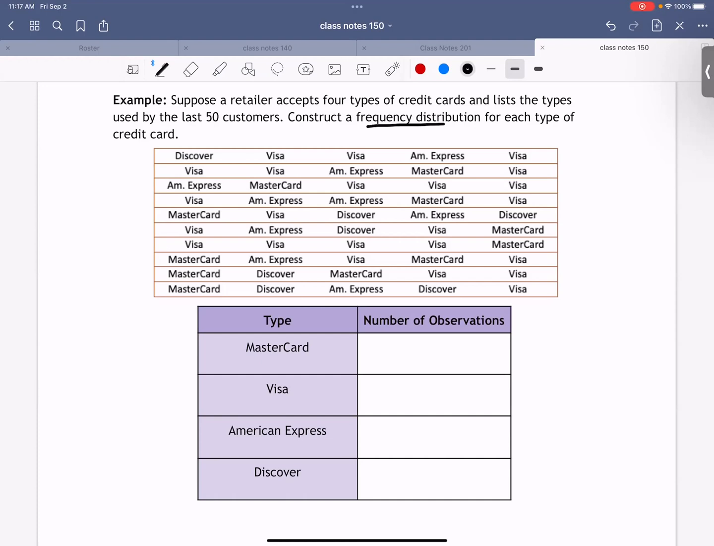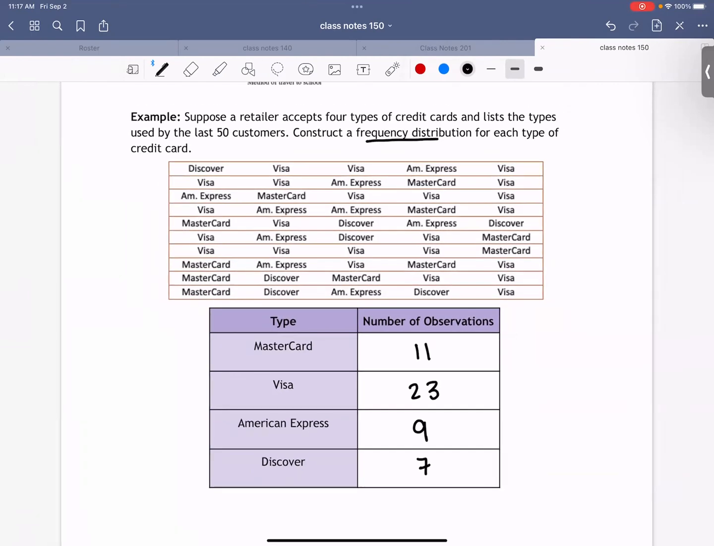Right, I think I see most people finishing up here. Okay, so yes, I can do a tally chart, but what I'm going to do is just write the whole number of observations next to it because it's easier to work with numbers. How many MasterCard did we have? 11, perfect. How many Visas? 23, perfect. American Express? 9, and Discover? 7, perfect. Okay, without looking at the question, how do you think I could find the total number of observations?